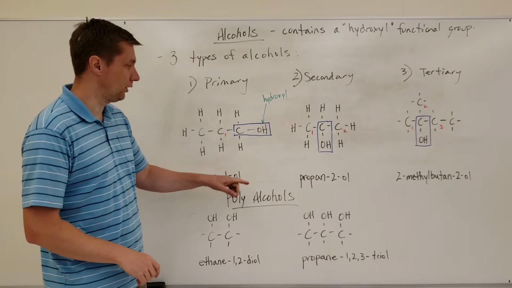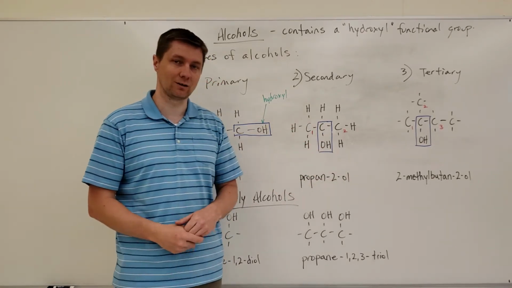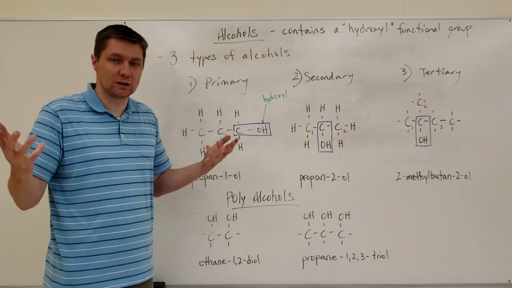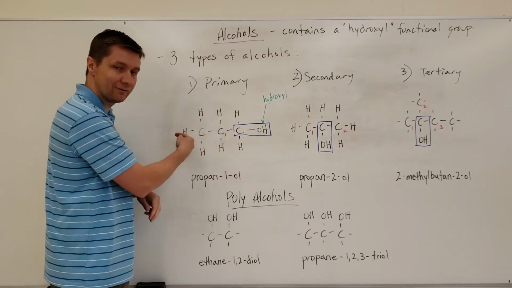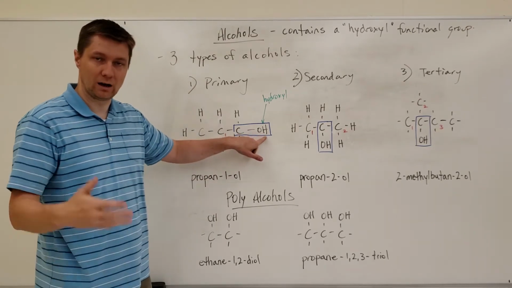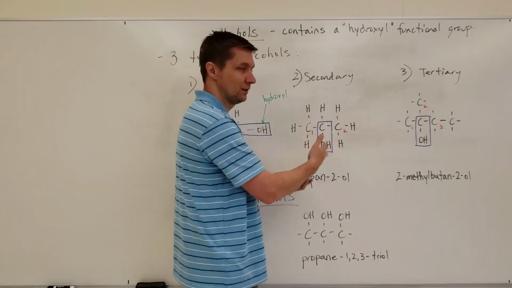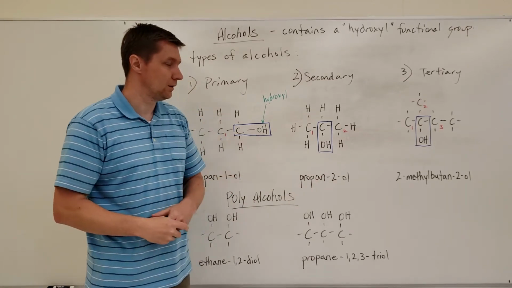So propan-1-ol, and this one is propan-2-ol because this hydroxyl group is sitting on carbon number 2. And again, we just number these like we do regular alkyl branches. So this one I'm numbering right to left because I want the hydroxyl group to have the lowest number possible. Here, whether I number it right to left or left to right doesn't matter. The hydroxyl group is going to get the number 2.